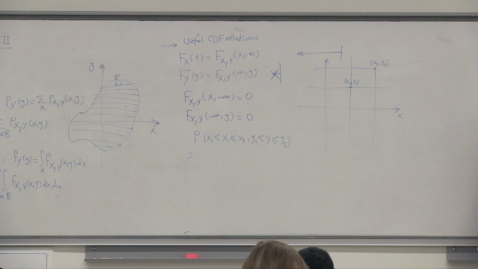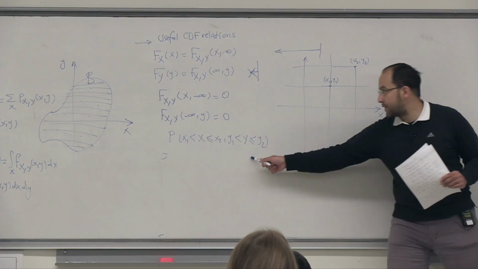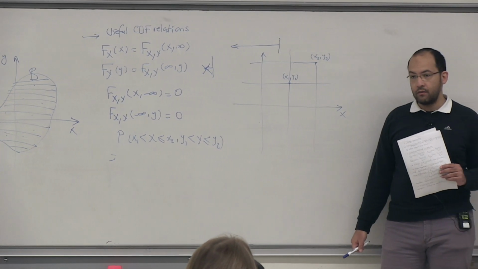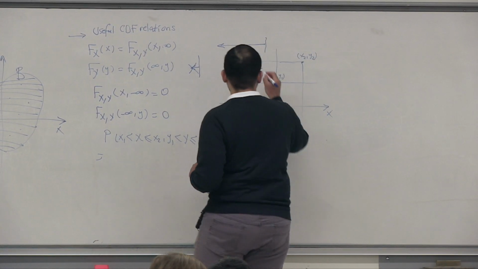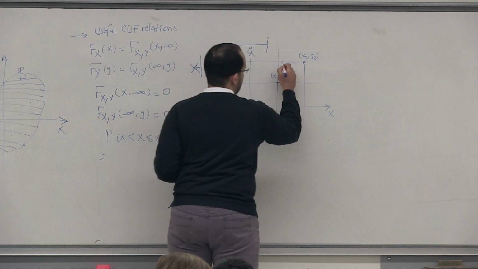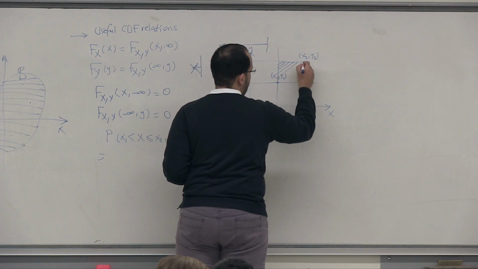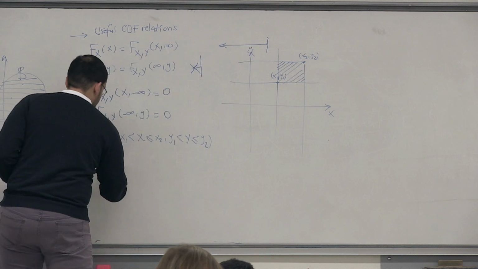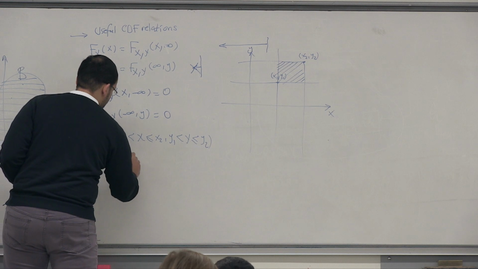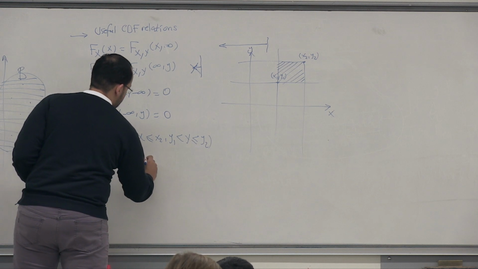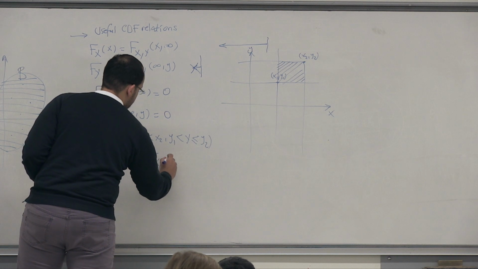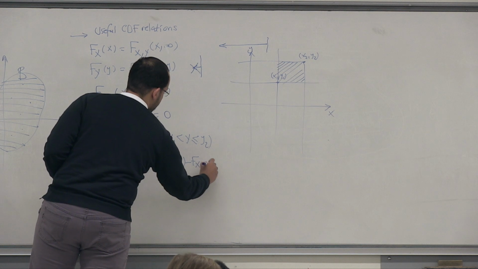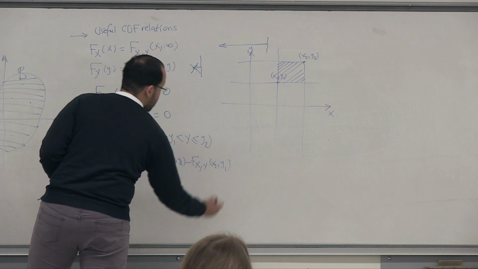Let's do it step by step. So this probability corresponds to which area on this? Exactly, it's the upper square, right? It is this area. So this area can be obtained by F_XY of x2, y2 minus F_XY of x1, y2 minus F_XY of x2, y1. Is it all?